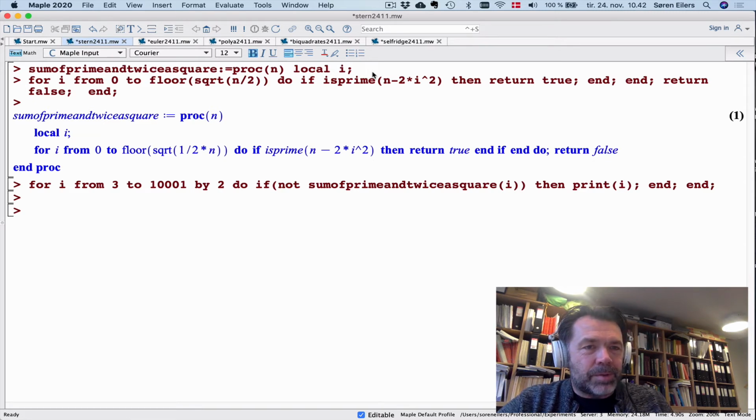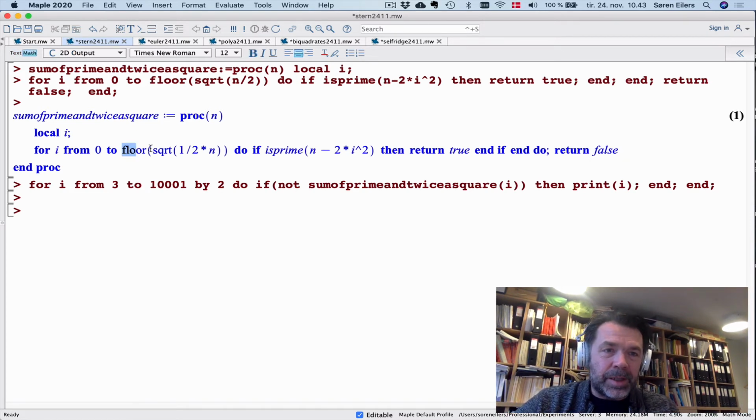So I wrote a program called sum of prime and twice a square. The way it works is that you take n as your input, and then you're wondering if n is the sum of a prime and twice a square. The way I did this is I just went through all the possibilities for twice the square. And there aren't that many possibilities, because of course 2 times i squared has to be less than n. So that means that the number that I'm squaring has to be less than or equal to the square root of n divided by 2.